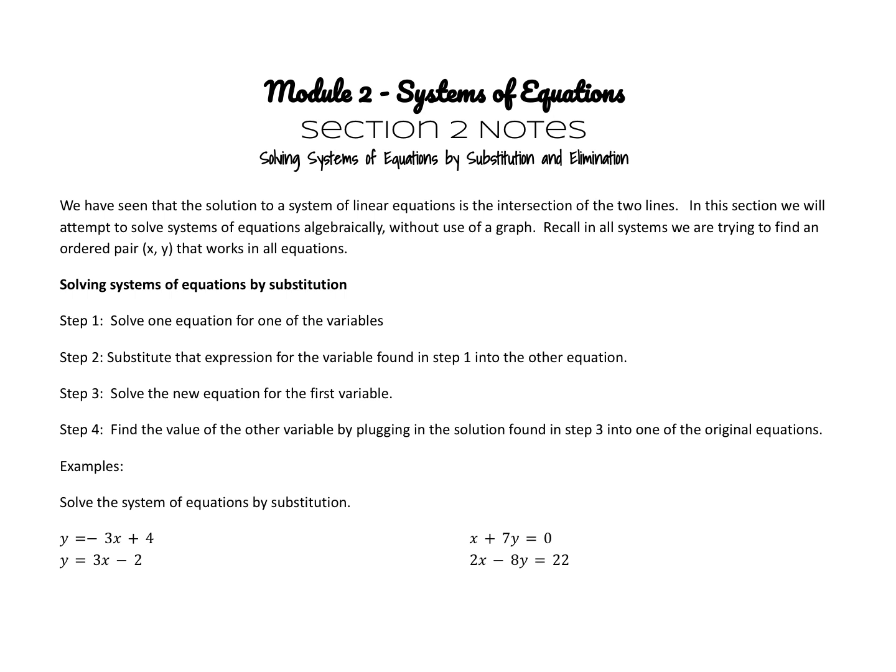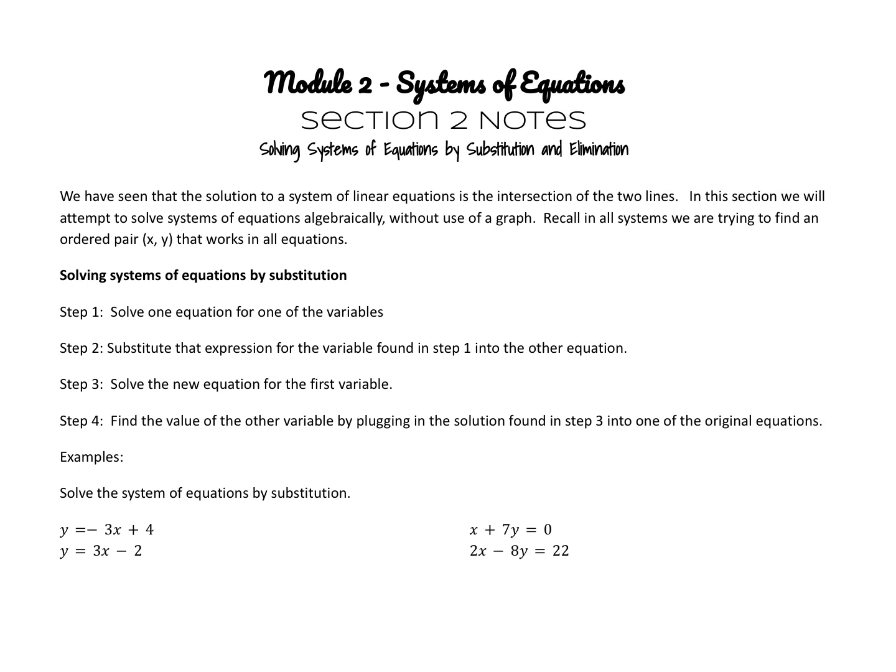So the first method is solving systems of equations by substitution. So there are 4 steps. The first step is to solve one equation for one of the variables. So you need to either have x equals or y equals for one of your equations. Now, this step may already be done for you depending on what the equations look like when they're originally set up.